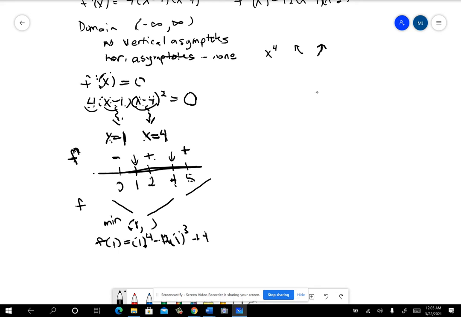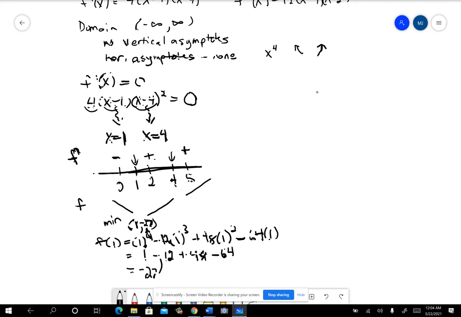To the 3rd plus 48 times 1 squared minus 64 times 1. Okay, so that's 1 minus 12 plus 48 minus 64. Okay, so that's going to be 48 minus 64, which is negative 16. So that's negative 28, that's negative 27. So this is going to be (1, negative 27), and that's going to be the minimum value.